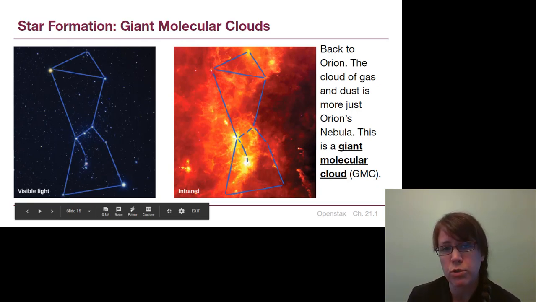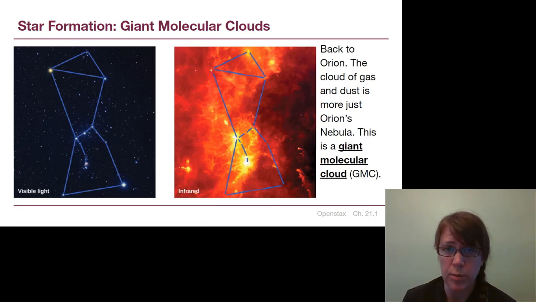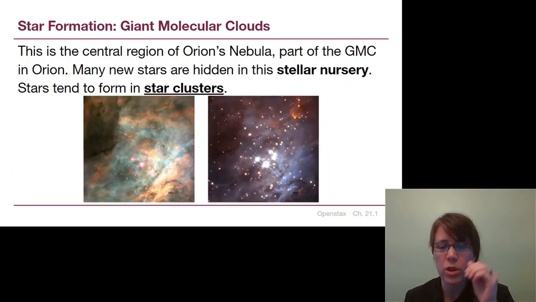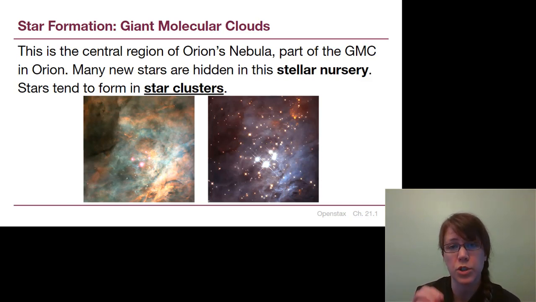Giant refers to the overall size of this object, and we'll talk about size in just a second. Molecular means that it's cold enough that the hydrogen atoms are actually formed into H2 molecules, so two hydrogen atoms bound together. And that only happens when temperatures are really cold. And so when we look at examples of parts of the giant molecular cloud, GMC here is giant molecular cloud, the central region here has a lot of brand new stars forming.